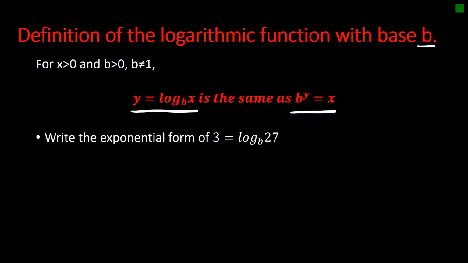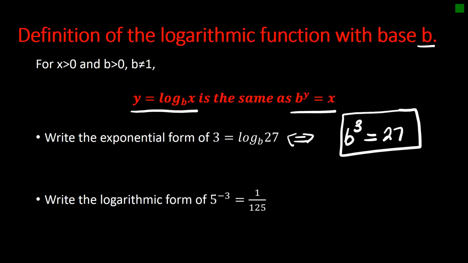Let's look at an example. We have 3 equals log base b of 27. That's the logarithmic form, and we want to write the exponential form. So y here is 3. B here is just b. So we have b to the y equals x. X is the argument of that log, which is 27.